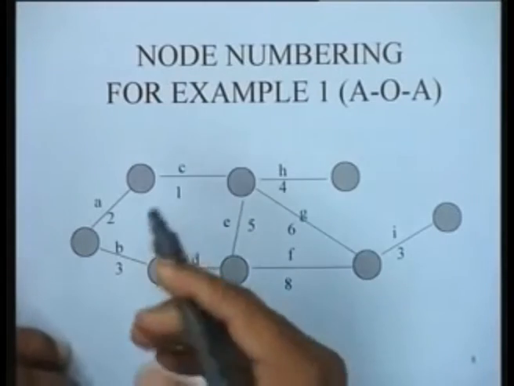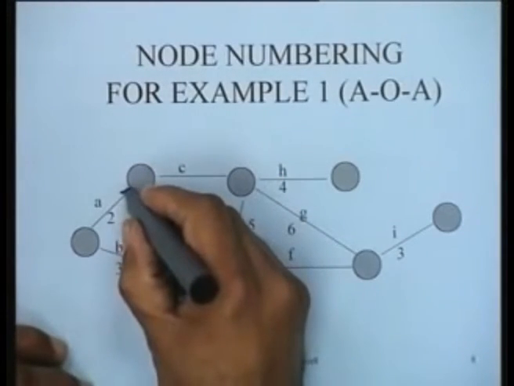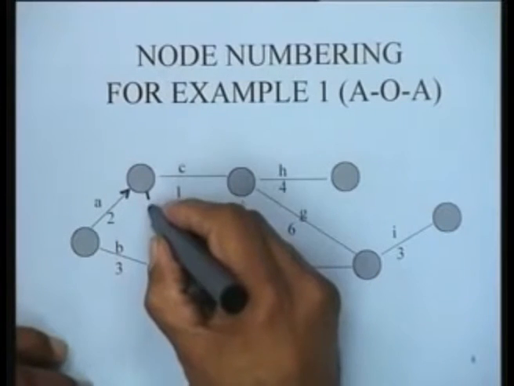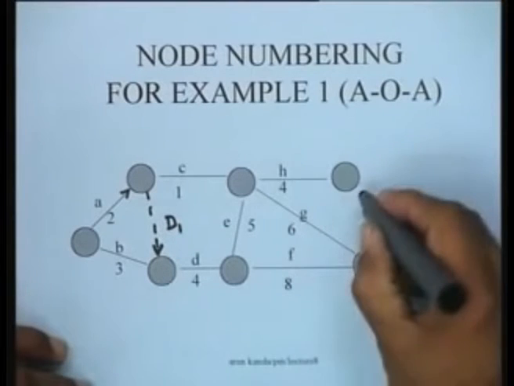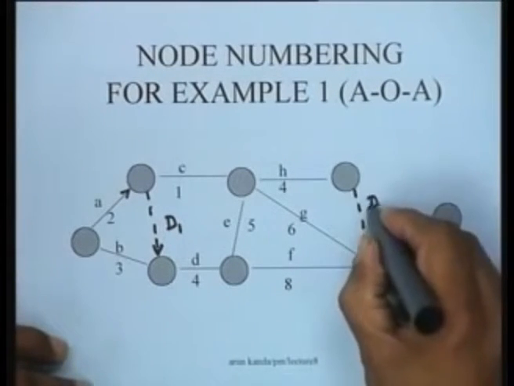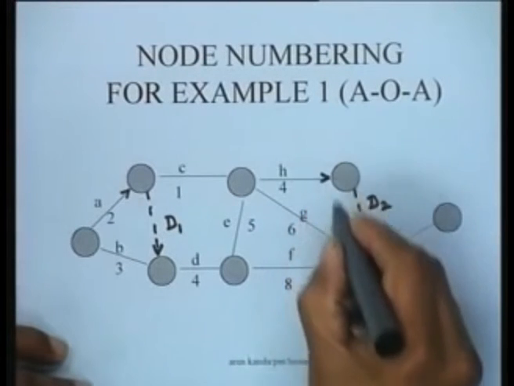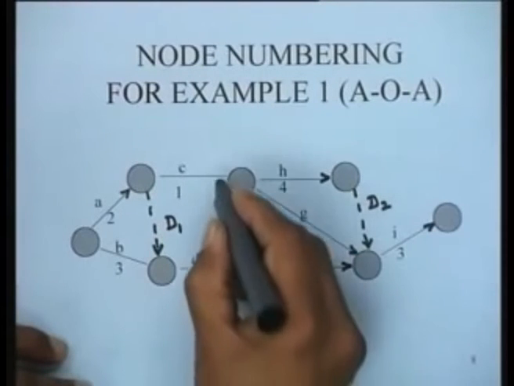We had drawn this network, and let us first try to do a node numbering according to Fulkerson's rule. So, in this particular network we have these two dummies, we call them T1 and T2, and we had these various activities in the project network.